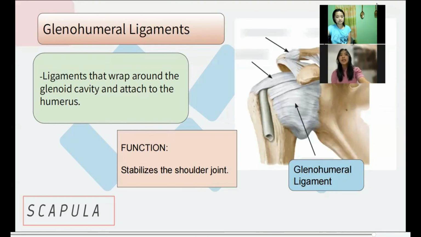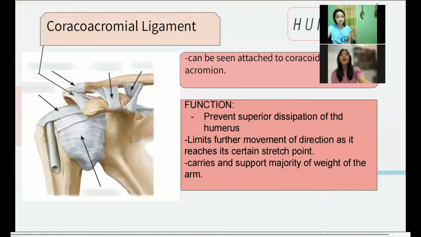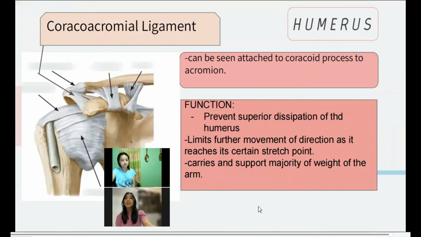Next, we have the coracoacromial ligament. So this is only attached bone to bone and located in the scapula. This ligament prevents superior disruption of the humerus. So it prevents the humerus from pushing up through the top of the shoulder. It is a bit of our superior protection.